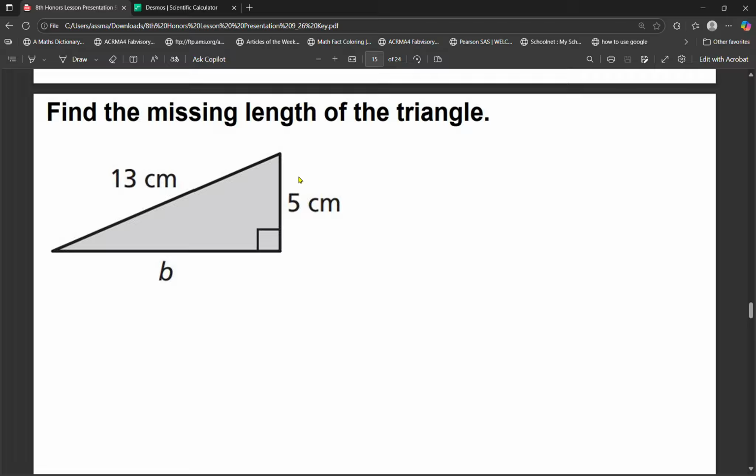Okay, here's another example on how we are going to find the missing length of a triangle by using the Pythagorean theorem. So again, what you want to do is always start off by identifying your right angle. So notice the right angle is right there. And then what you want to do is identify your hypotenuse, which is the longest side, and you can identify it by going straight across the right angle.